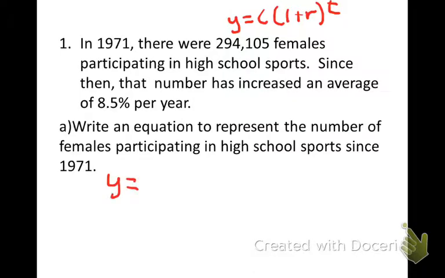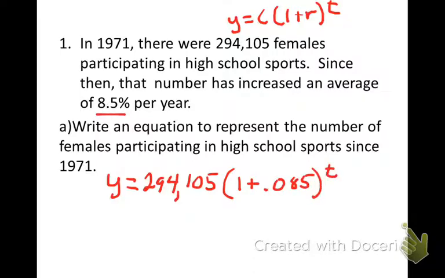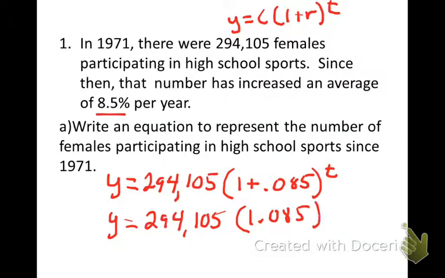So C, remember, was the initial amount, which was 294,105. And then it's going to be 1 plus, how do we write 8.5% as a decimal? 0.085. We just wanted a general equation, not a specific time, so it would be t. If we simplify that, it's going to be 294,105 times 1.085 to the t power. So that would be our equation.